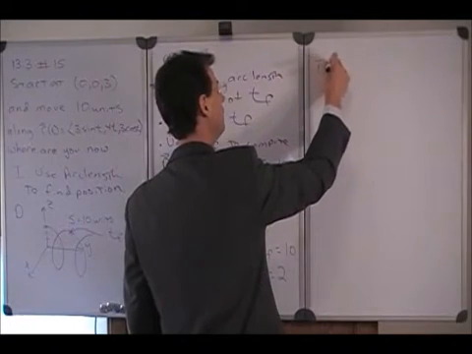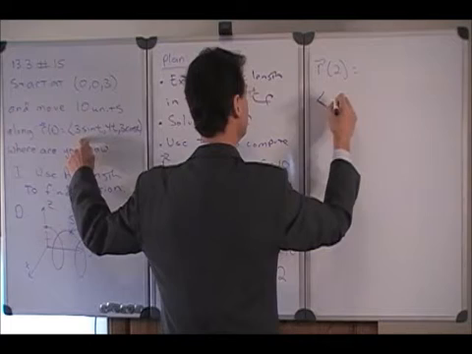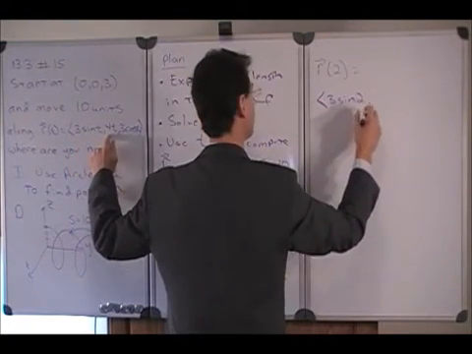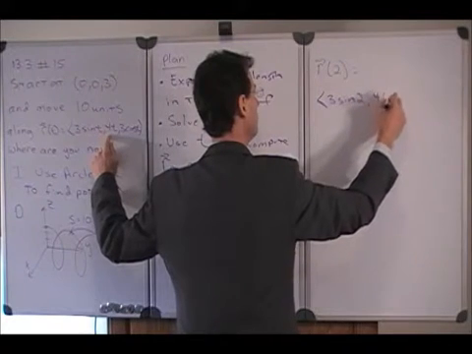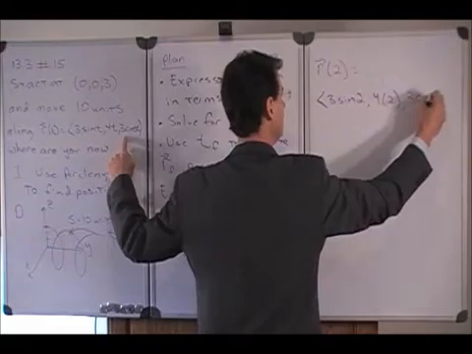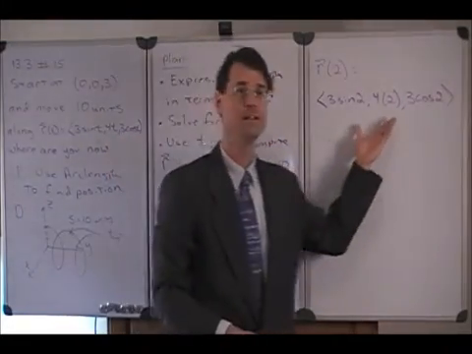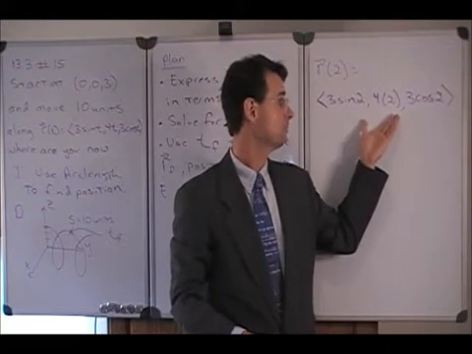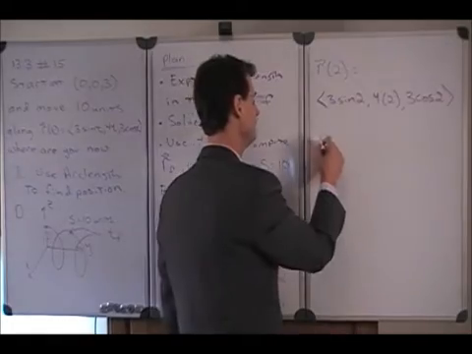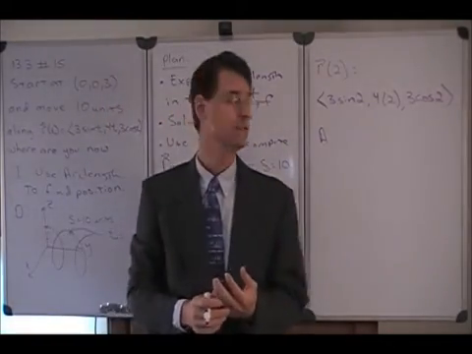So r at 2 is equal to 3 times the sine of 2, 4 times 2, which you could simplify to 8, and 3 times the cosine of 2. So this is the answer. This is our final position. And let's think about how we might assess this.